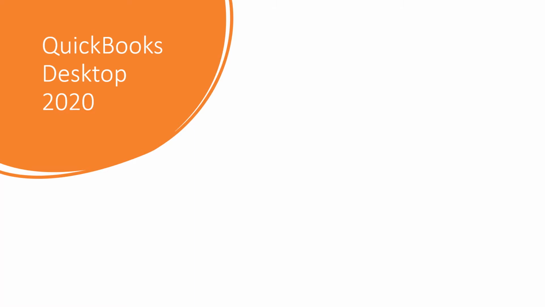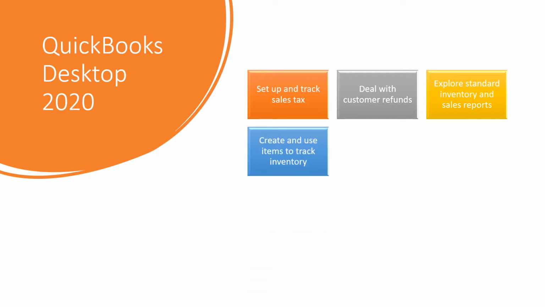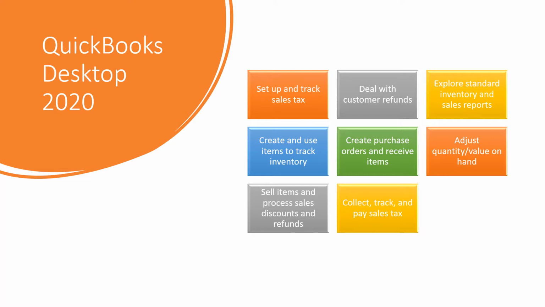Additional accounts are created to track inventory assets and cost of goods sold. You will also set up and track sales tax, deal with customer refunds, explore standard inventory and sales reports, create and use items to track inventory, create purchase orders and receive items, adjust quantity/value on hand, sell items and process sales discounts and refunds, collect, track, and pay sales tax, use reports to manage inventory and sales. Now, let's get started.